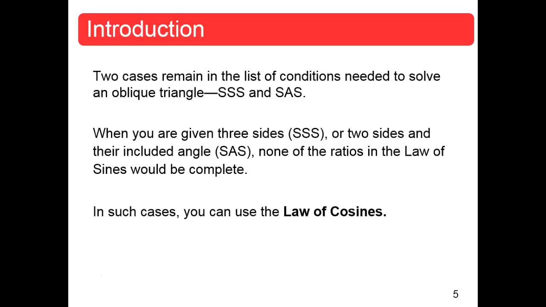No way. You don't have any way to come up with a matched pair of the side and its opposite angle. So, to do these, when you're given 3 sides or 2 sides with the angle in between, none of the ratios of the law of sines would be complete. No way to proceed. In such case, we'll use the law of cosines.